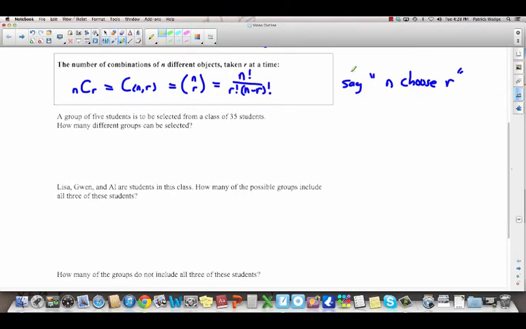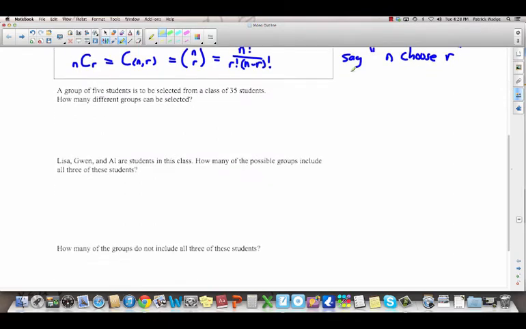So let's try a few questions. A group of 5 students is to be selected from a class of 35 students. How many different groups can be selected? In all these questions, these are all combinations. Order doesn't matter, but you want to get used to identifying whether order matters or not. In this case, if you're picking 5 students, order doesn't matter, right?